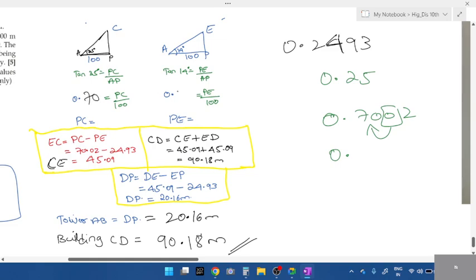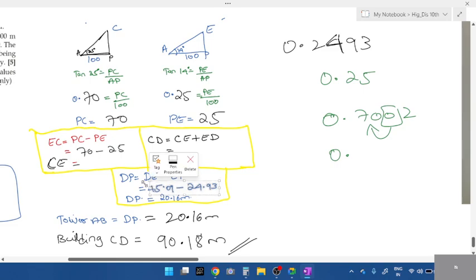0.70, students, and here it is 0.25. 100 into 0.70 is 70. 100 into 0.25 is 25. So you get 70 minus 25 here. See, tell me the values. What I need to change here for EC? What is EC, students? PC is 70 minus, what is PE? 25. I need to change just these values. And why did they tell us to reduce it to 2 decimal? To make the calculation simple, right? To make the calculation easy, students.